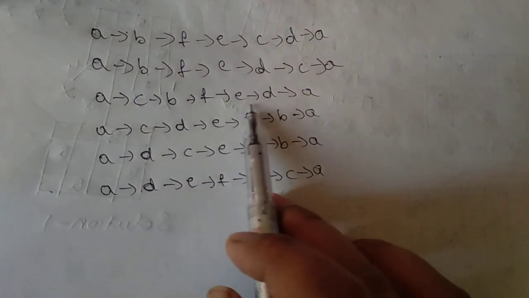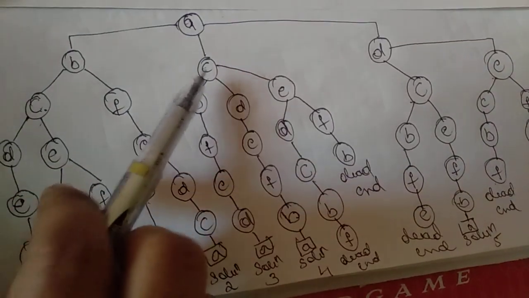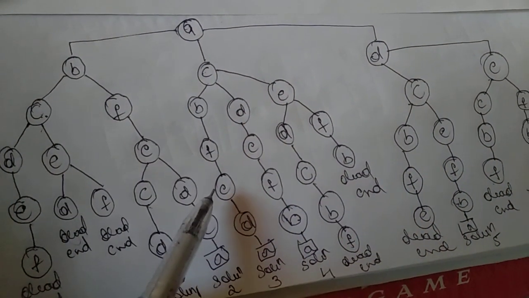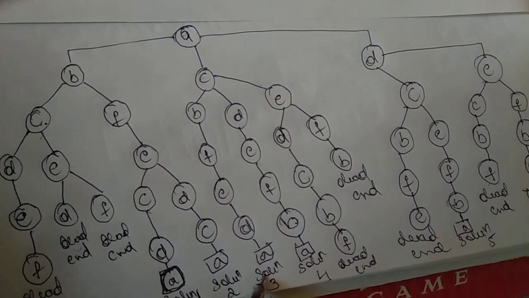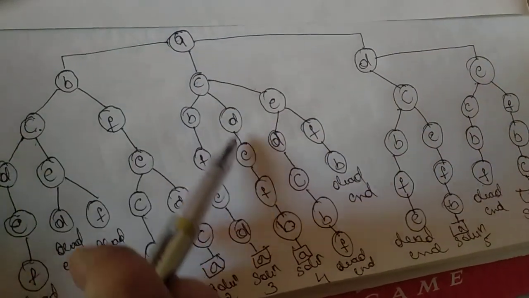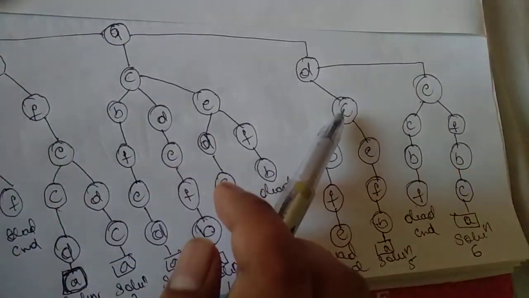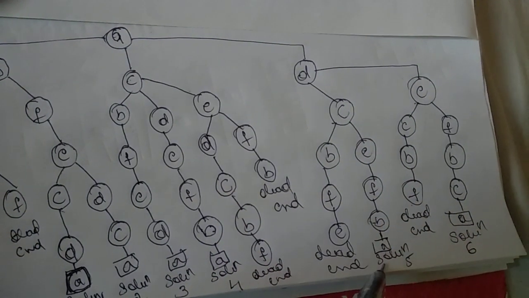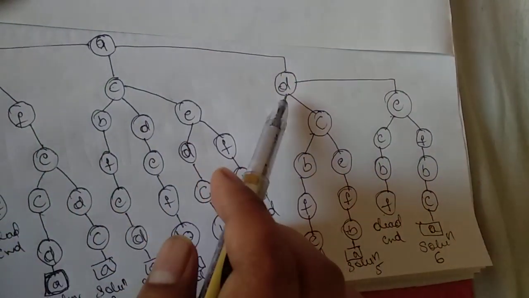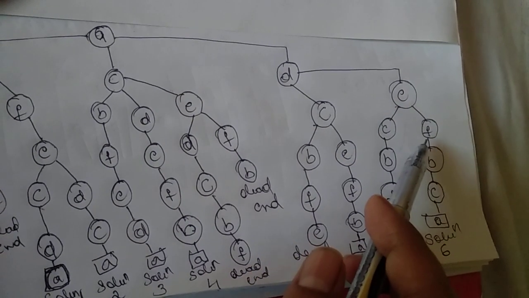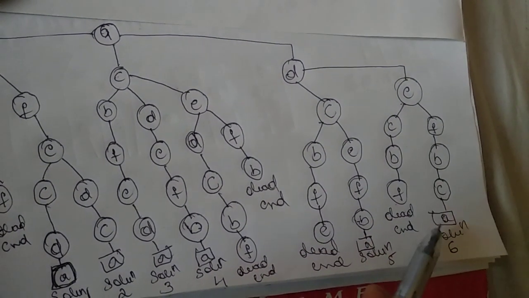See, A to C, C to B, B to F, F to E, E to D, D to A. This is the 3rd and this is the 4th solution. And then A to D, D to C, E, F, B, A. This is the 5th solution. Then A to D, D to E, E to F, then B, C, A. This is the 6th solution. This is what I have just written.